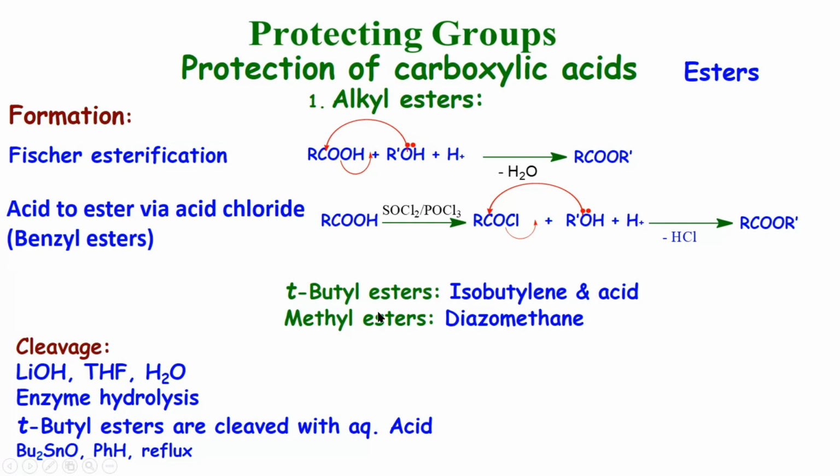The tertiary butyl esters can be cleaved with aqueous acids. These tertiary butyl esters are stable in basic conditions. This can also be cleaved by using dibutyl tin oxide in benzene and refluxed to hydrolyze. These are the various methods of deprotection of the formed esters, whether alkyl or aromatic in nature.